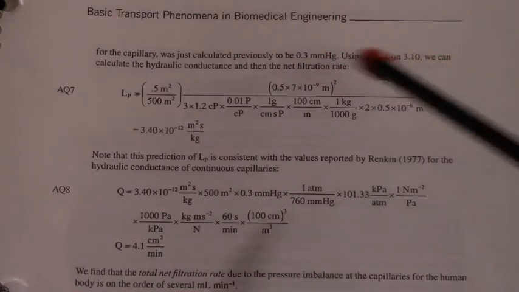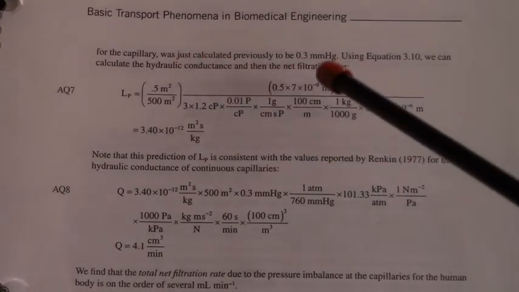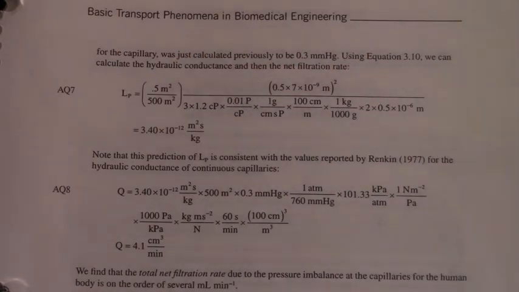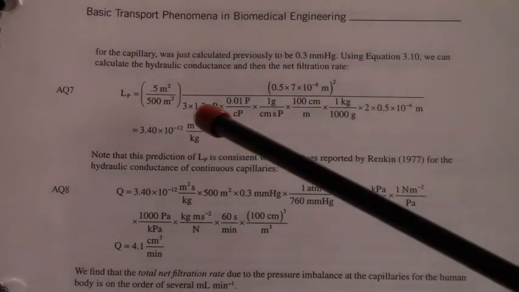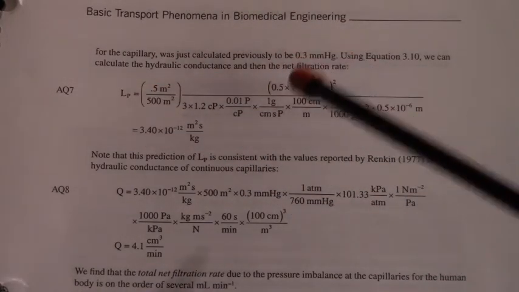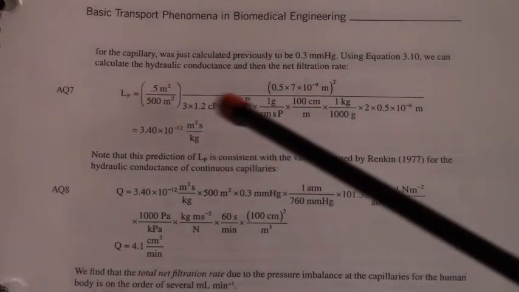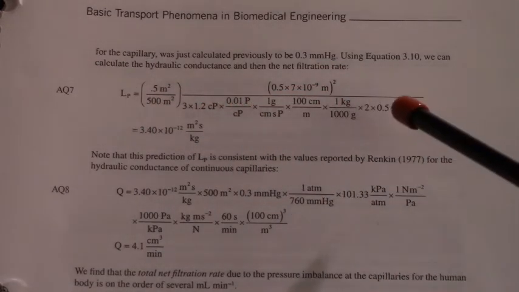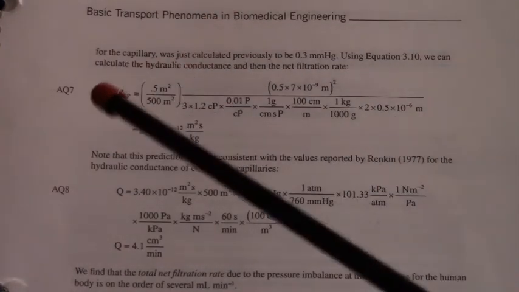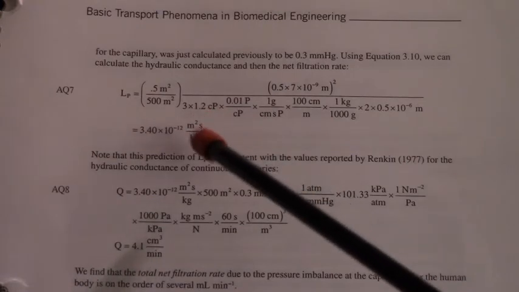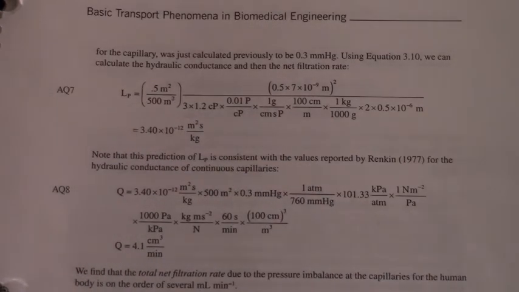We calculated that to be 0.3 millimeters of mercury. So we can use equation 3.10 to calculate the hydraulic conductance, and then we get the net filtration flow rate from equation 3.4 using the hydraulic conductance and the surface area. This is kind of a busy calculation. You'd have to go back and look at equation 3.10. Once again, we write out the dimensional equation. We're working in strict SI units in this case, and you can see that in SI units of meters squared second per kilogram, the hydraulic conductance is quite small, 3.4 times 10 to the minus 12th.